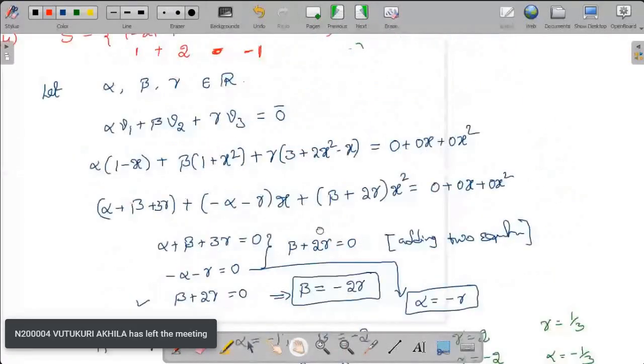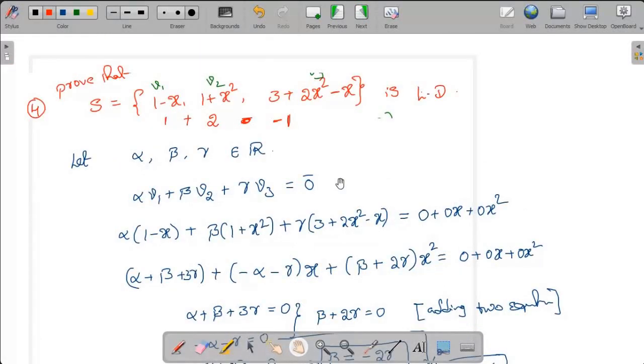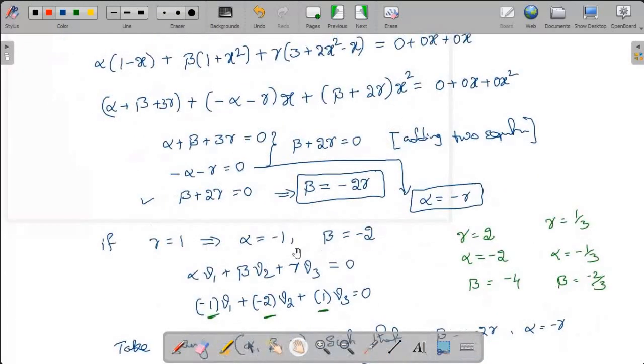Okay, so this is how you need to prove a set is linearly dependent. Linearly independent means what do you have to prove? That this alpha, beta, gamma must compulsorily be zero only. Okay, let me go with one example.